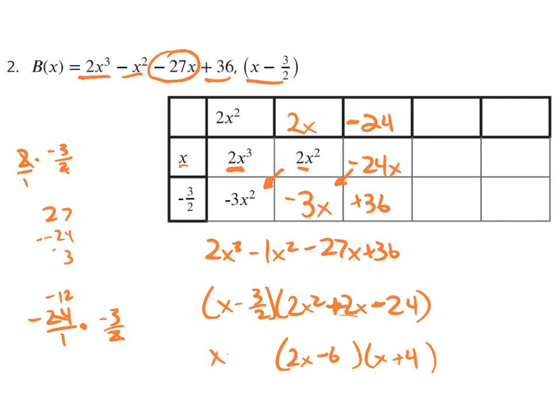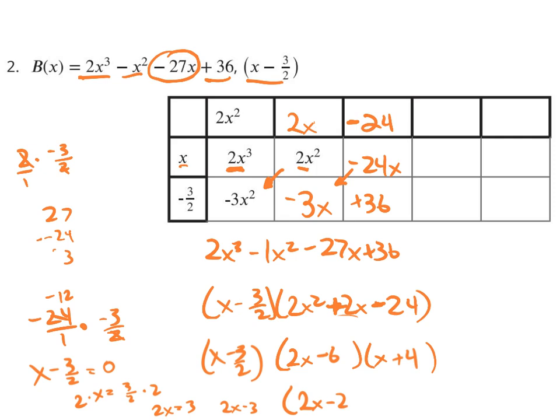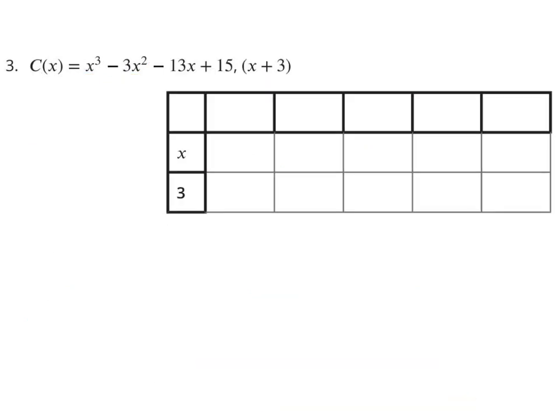And I get x minus 3 over 2, which you will never see on a standardized test. So x minus 3 over 2 equal to 0. Add 3 halves to both sides. X equals 3 halves times 2 on both sides. 2x equals 3. Subtract 3. I get 2x minus 3. So the proper way to see this is 2x minus 3, 2x minus 6, and then x plus 4. Okay, now on this one, they give us x plus 3.